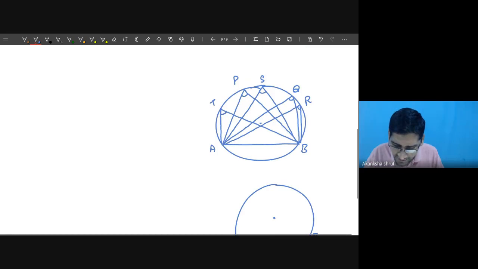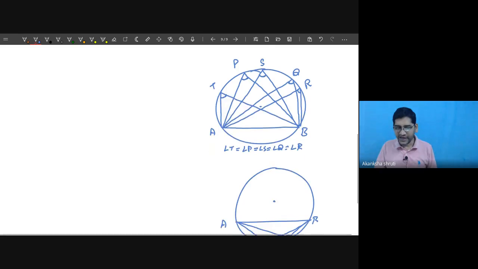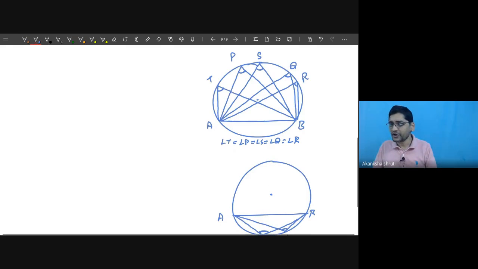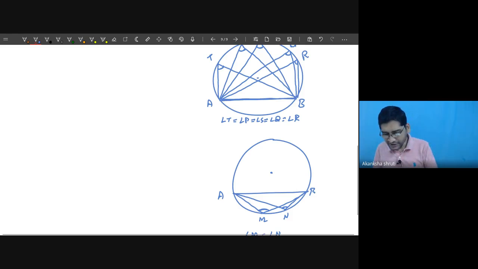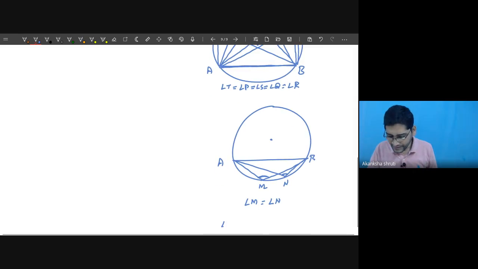In this case, angle T is equal to angle P is equal to angle S is equal to angle Q is equal to angle R. But the condition is that all these angles should be in the same segment, or on the same side of the chord. Here we cannot equate angle P with angle M. Angle P cannot be equal to angle M.